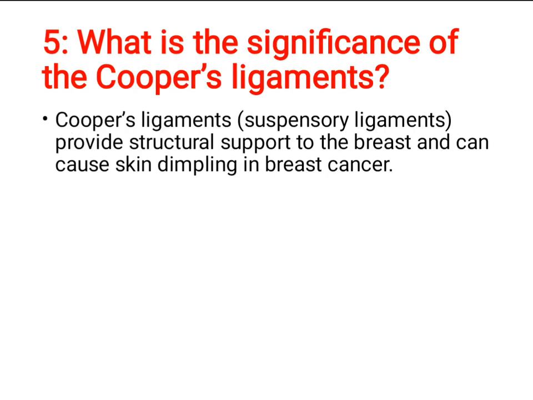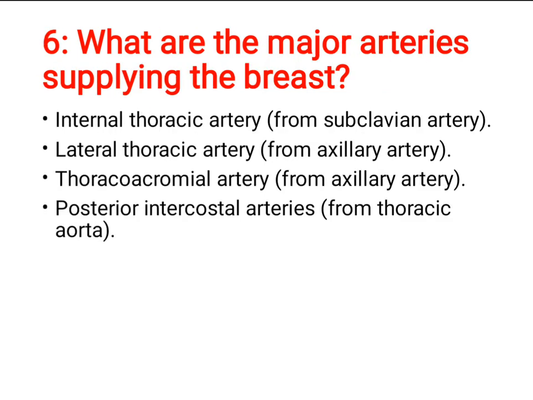5. What is the significance of the Cooper's ligaments? Cooper's ligaments provide structural support to the breast and can cause skin dimpling in breast cancer. Blood supply and lymphatic drainage. 6. What are the major arteries supplying the breast? Internal thoracic artery, lateral thoracic artery, thoracoacromial artery, posterior intercostal arteries.